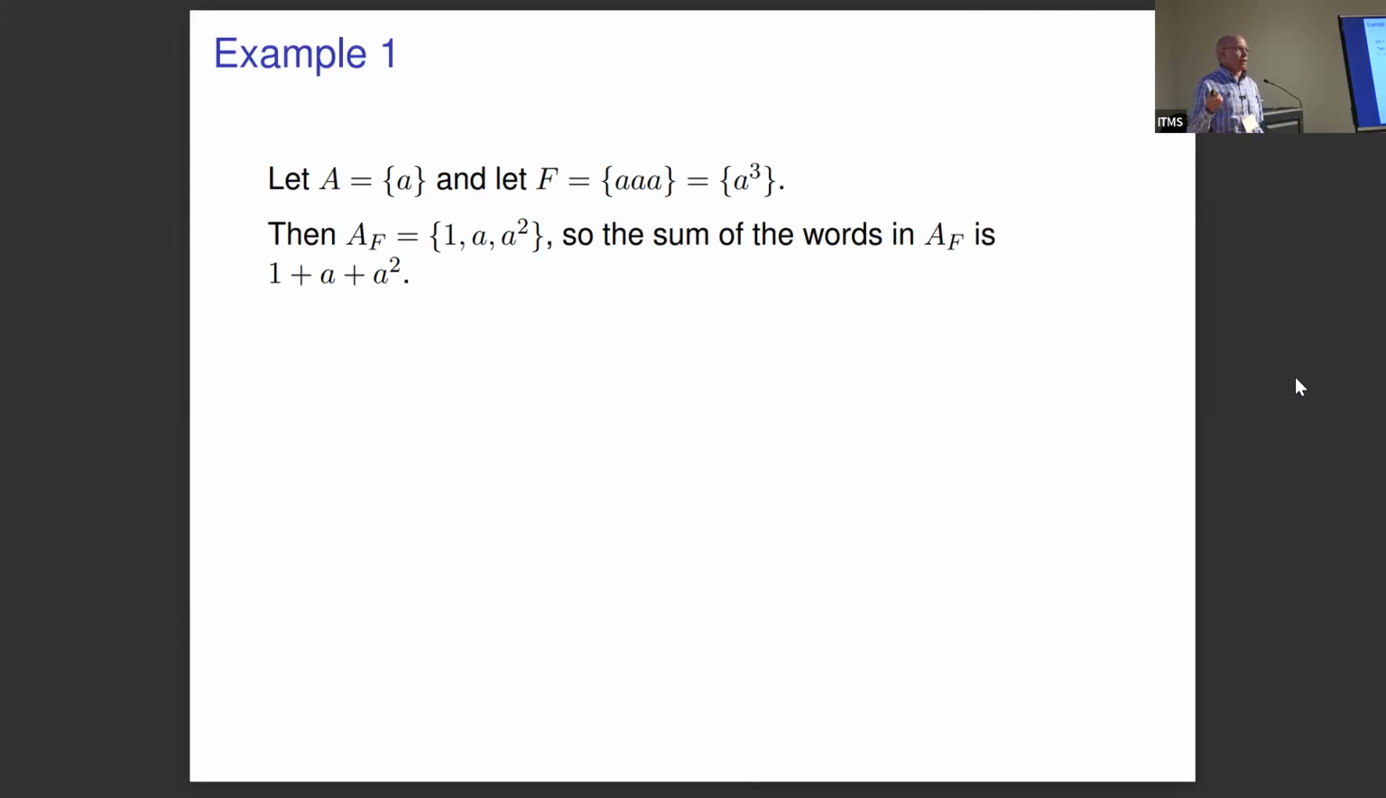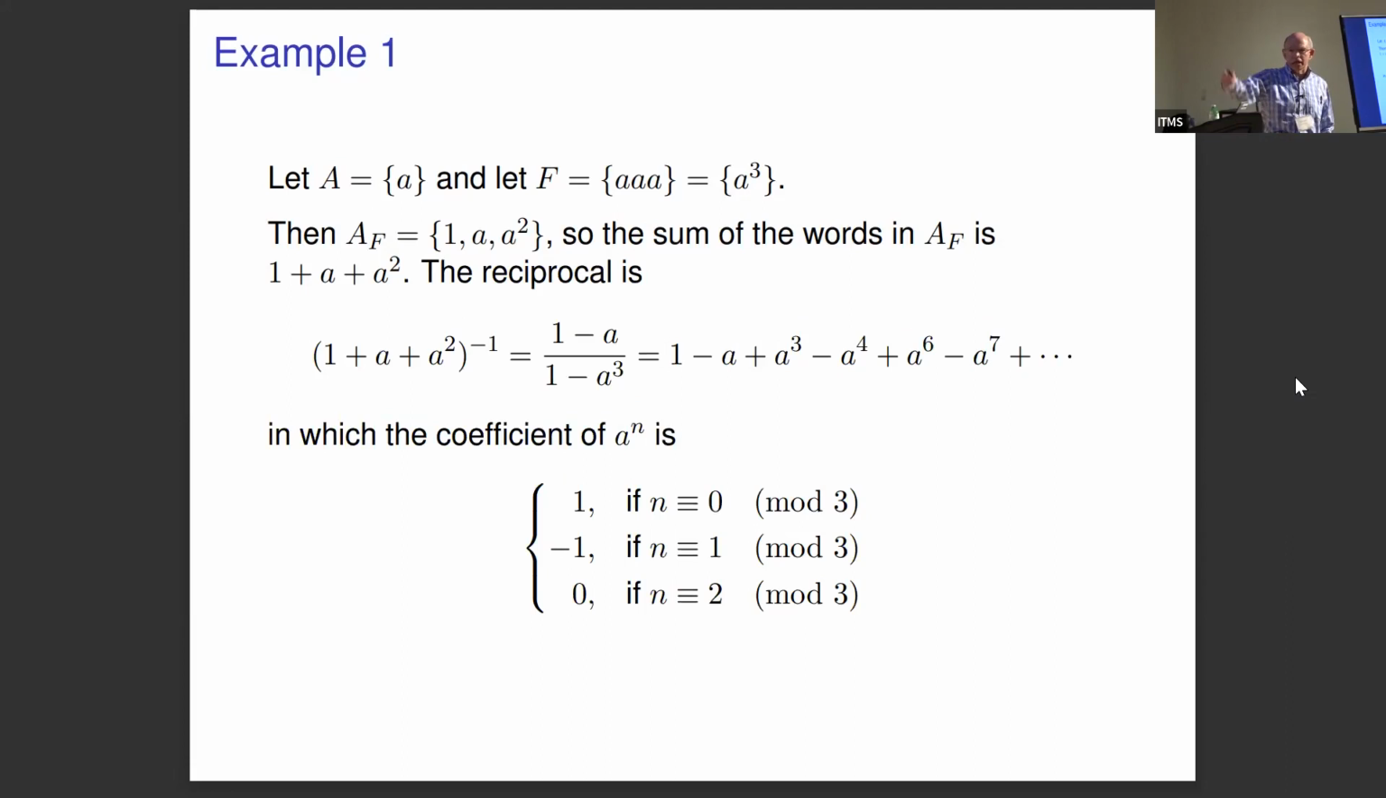And since there's only one letter here, even though we're in an algebra of non-commuting variables, there's only one variable, so it commutes. So we don't have to worry about non-commutativity in this computation. So we compute the reciprocal of this thing. It's 1 minus a over 1 minus a cubed, and we can expand it very easily. So we see what the coefficients are. The coefficient of a to the n is 1 if n is 0 mod 3, minus 1 if n is 1 mod 3, and 0 if n is 2 mod 3.